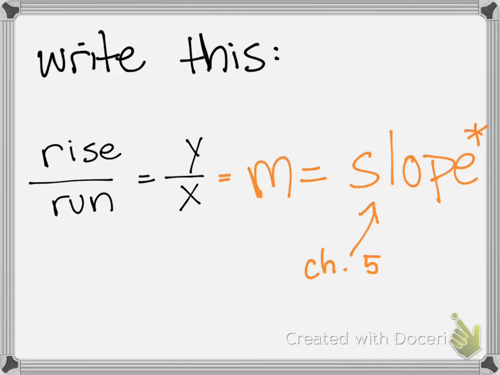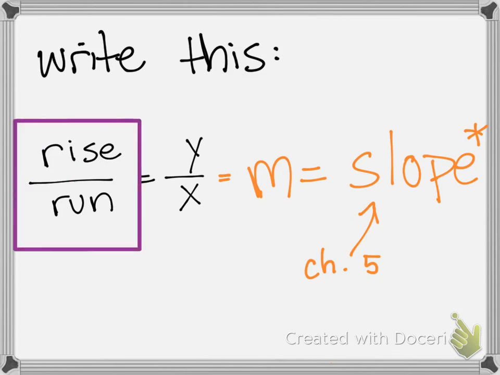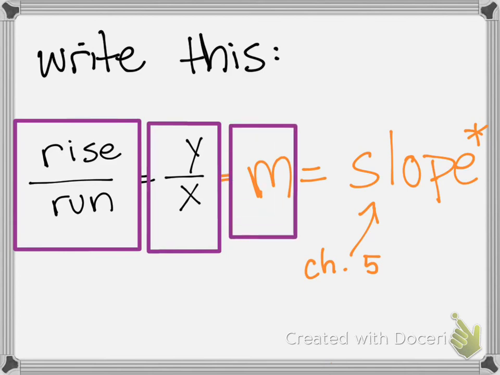Here's what I also want in your books. This is what we were just talking about: units to the right, units up, down, to the left. We're going to deal with this more later, but I want this prefaced in your book. One of the things we were just working on was rise over run, or y over x. This is also known by the letter M.